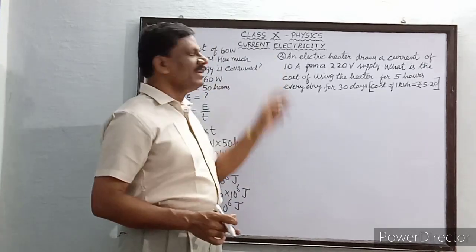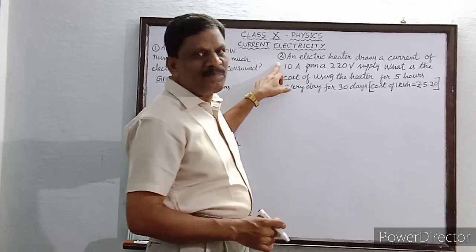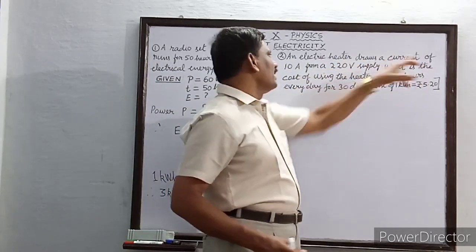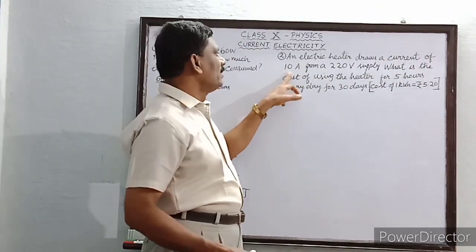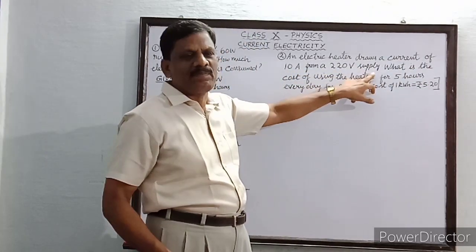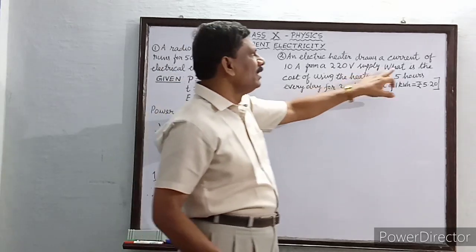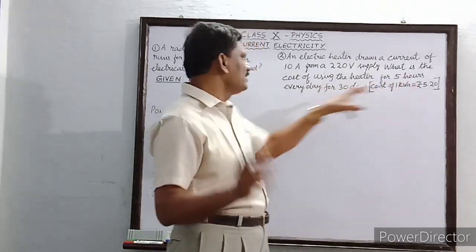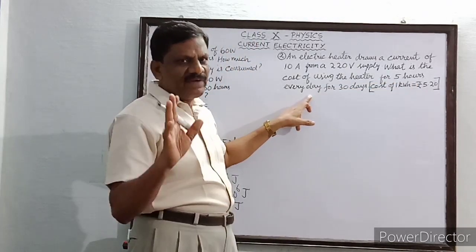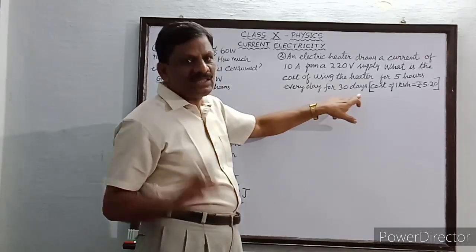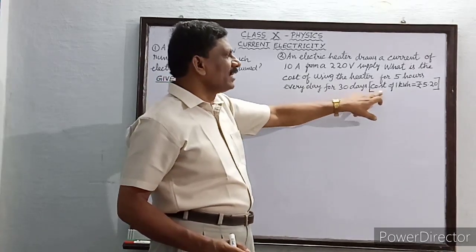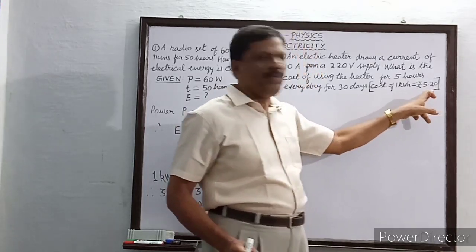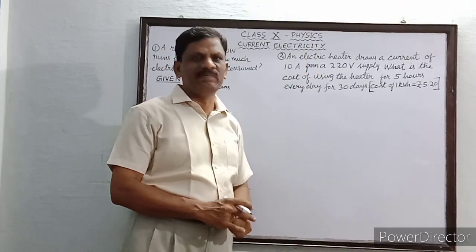I will read the second problem. This is very important. An electric heater draws a current of 10 ampere from a 220 volt supply. What is the cost of using the heater for 5 hours every day? Every day 5 hours, and it is used for totally 30 days. And the cost of 1 unit, that is 1 kilowatt hour, is rupees 5.20, 5 rupee 20 paise.